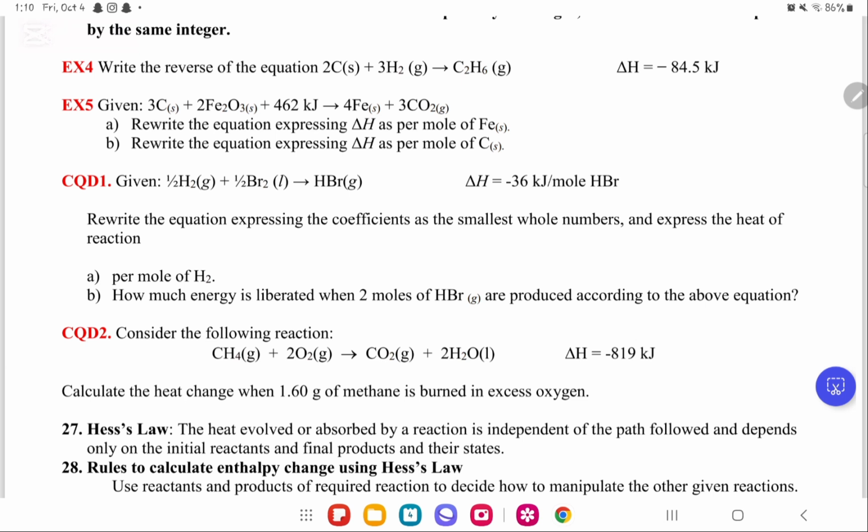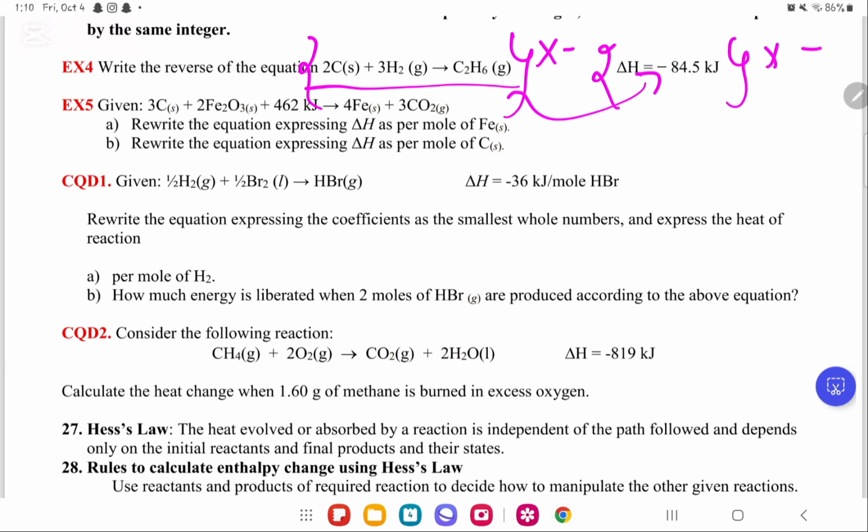2C solid plus 3H2 gives us C2H6. Whenever they tell us reverse, that means multiply by negative. Reverse means multiply by negative, and if we multiply one part of the equation by negative, the whole thing gets affected, even the delta H. So to reverse this reaction, we're gonna multiply it by negative here and here. So if we multiply the reaction by negative, it's gonna flip.